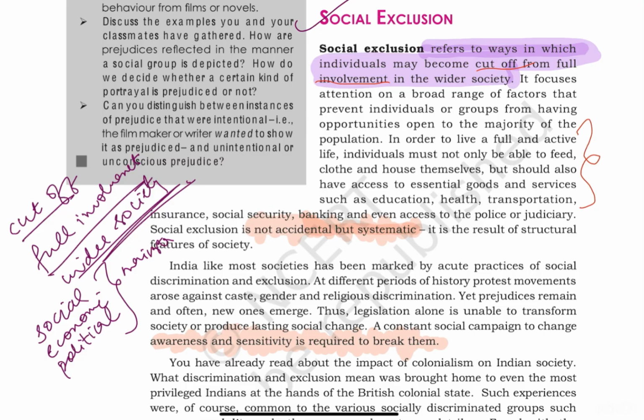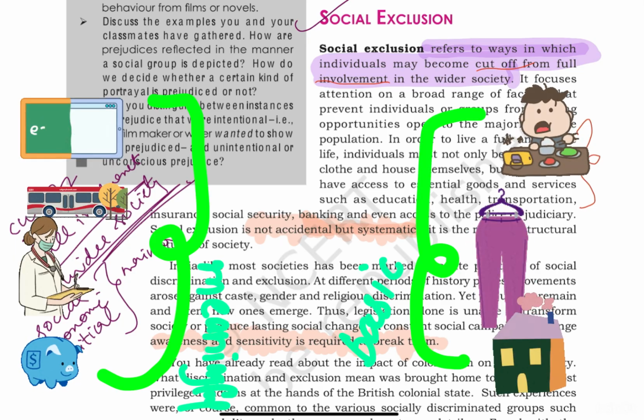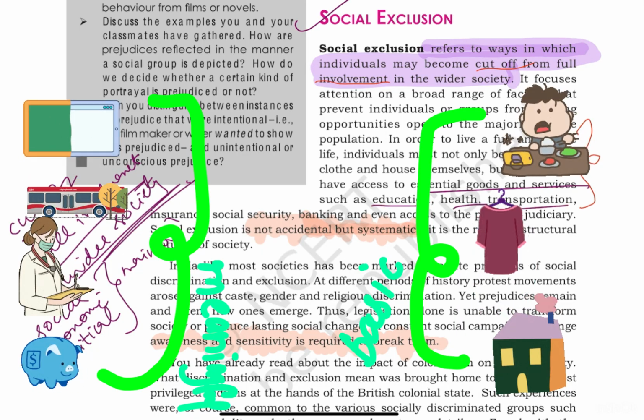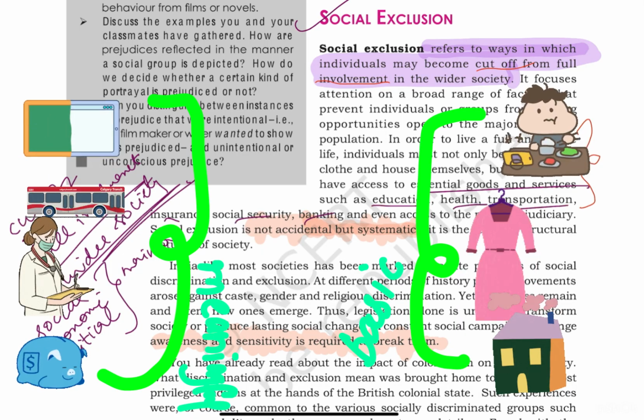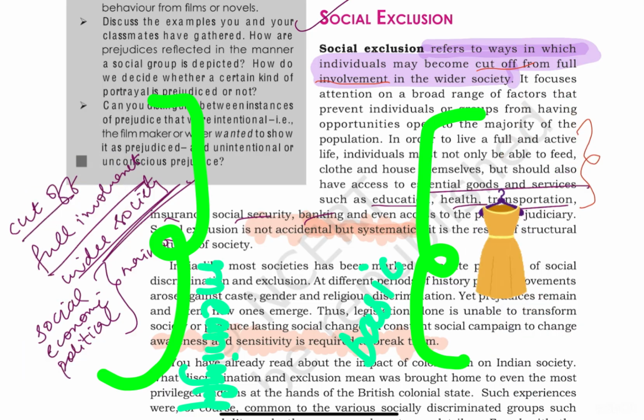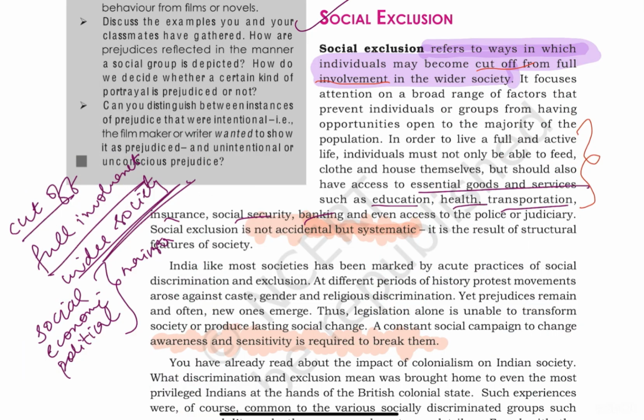And in order to live a full and active life, they must not only be able to feed, clothe and house themselves, but they should also have access to essential goods and services such as education, health, transportation, insurance, social security, banking. So it is not just necessary that you have food or clothes and house, but apart from this, in order to live a productive life, to have a good standard of living, education, health, transportation, banking, security, all of these things are required in order to live a good life.